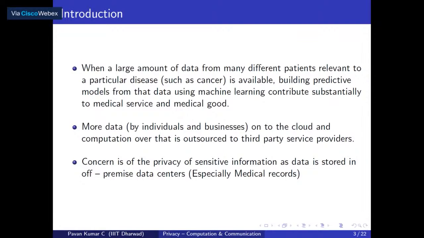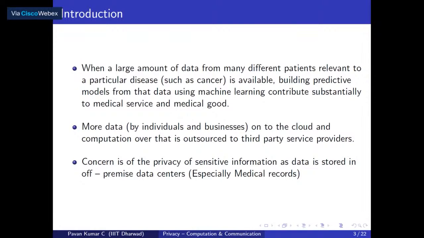So when a large amount of data from different patients relevant to a particular disease is available, then building prospective predictive models from the data using machine learning contributes substantially to medical service and medical good. That is the reason we use predictive analytics, or predictive models, to train the model and get the output from that. But the challenge here is if we are able to get back to the patient whose data it belongs to, then it is a privacy challenge. Privacy challenge in the sense that you may not be comfortable sharing your data with others with some sensitive information.